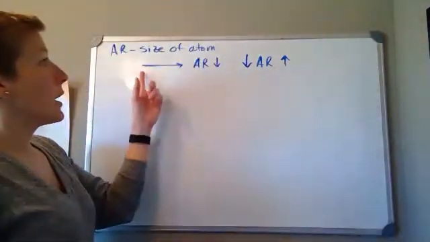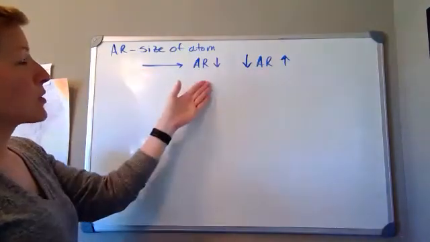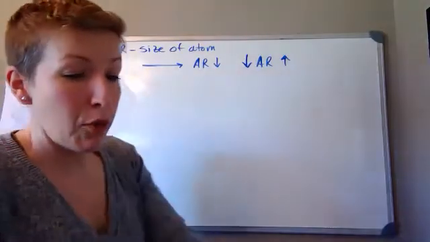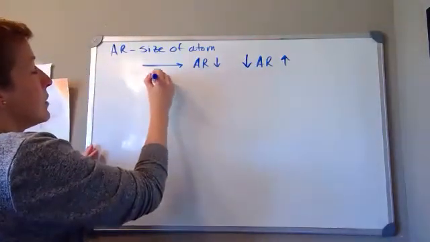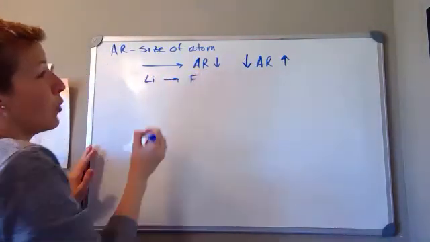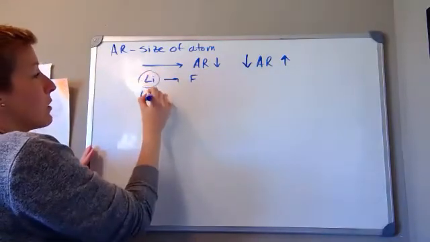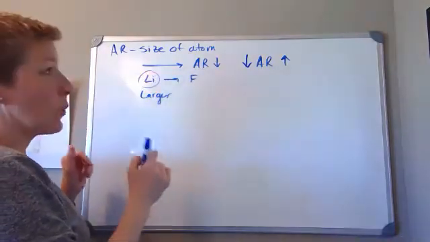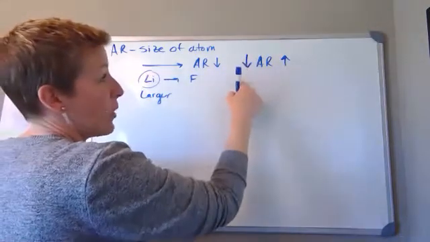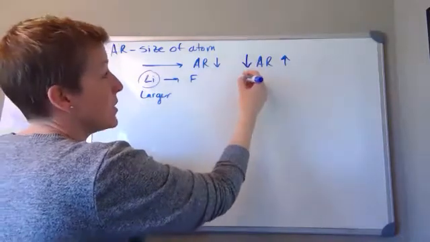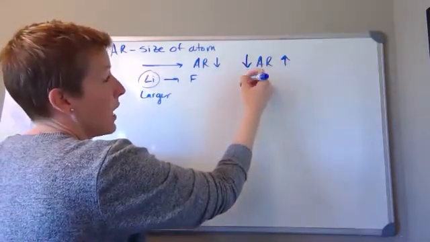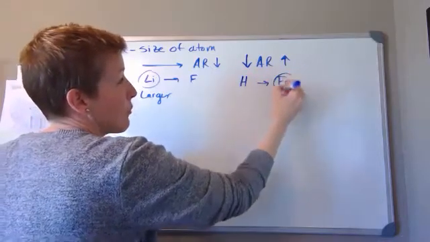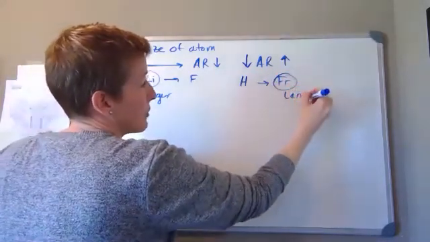So again, what my arrows mean is when my arrow goes left to right, my atomic radius goes down, which means that if I was going from lithium to fluorine, lithium would be larger and fluorine would be smaller as I went across. And then as I went from up to down, say I started with something like hydrogen and went down to francium, francium would be larger.